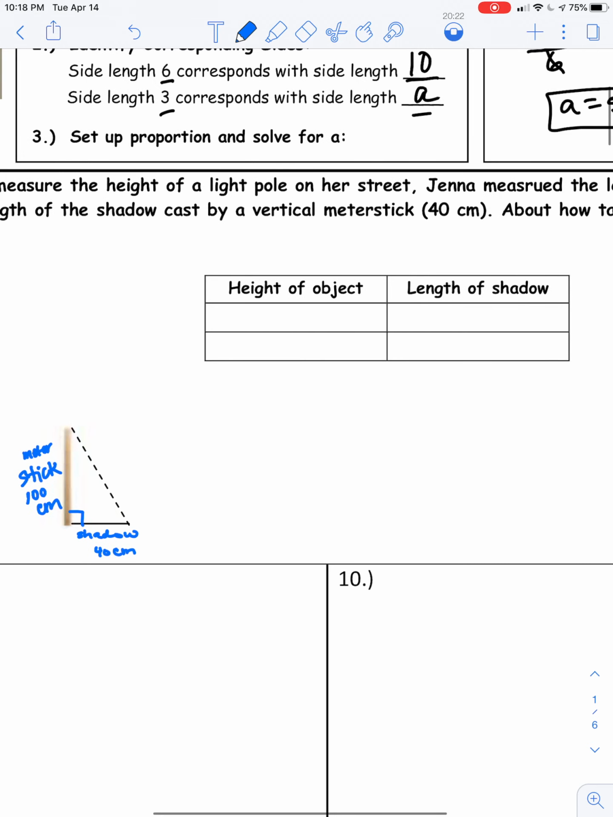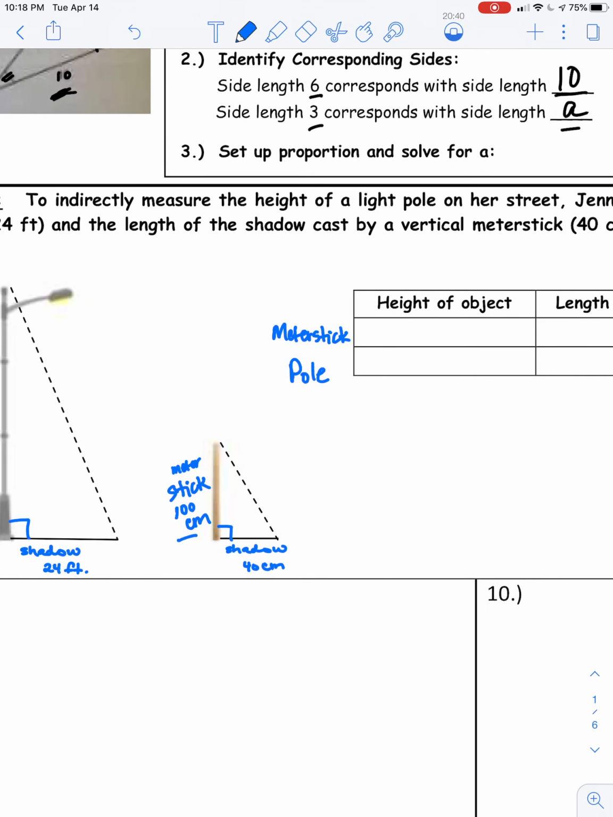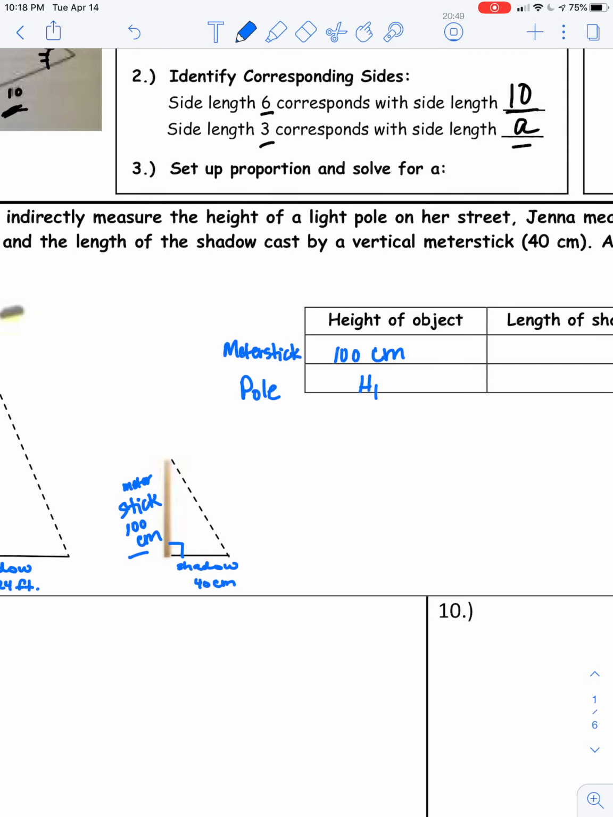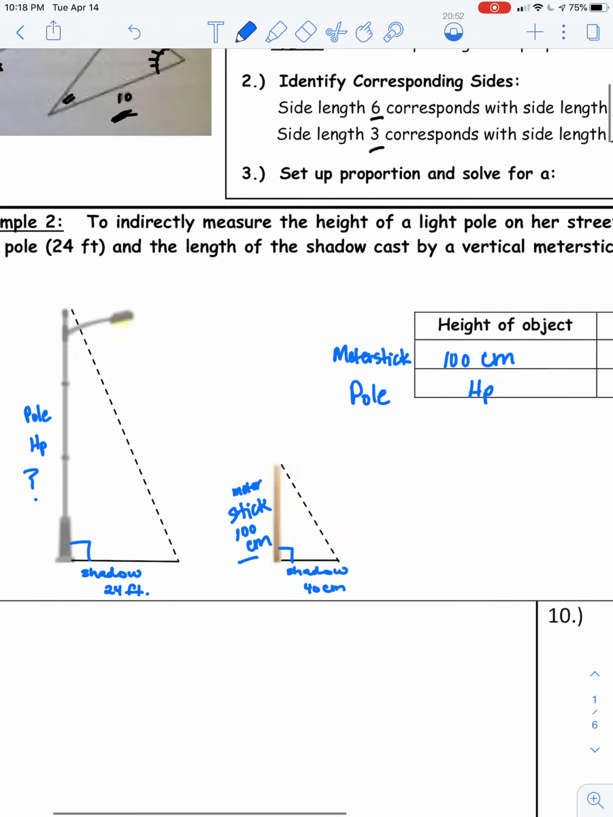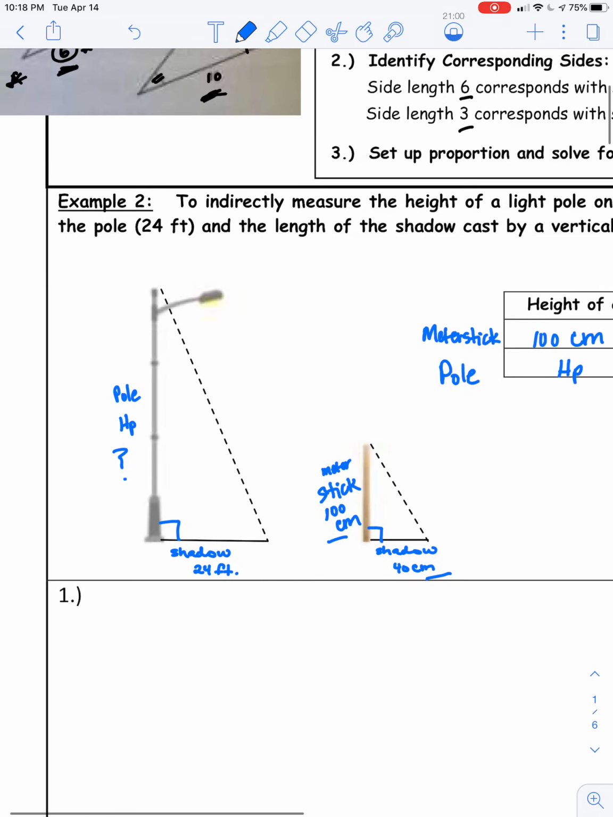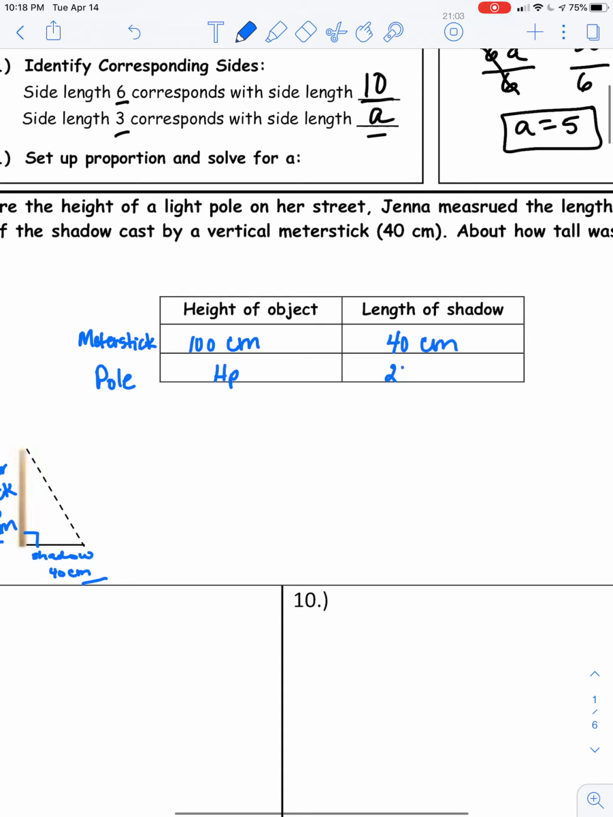Okay, so we're going to use our ratio box to solve this. The first row is going to be information about our meter stick. The second one is going to be about our pole, the light pole. So let's fill in what we know. We know that the height of the meter stick is 100 centimeters. The height of the pole is what we're trying to figure out, so we don't know that one. So we'll leave that as HP. The length of the shadow of the meter stick was 40 centimeters right here. And the length of the shadow of the light pole is 24 feet.